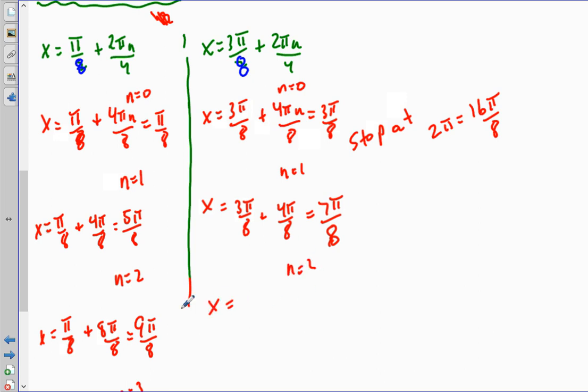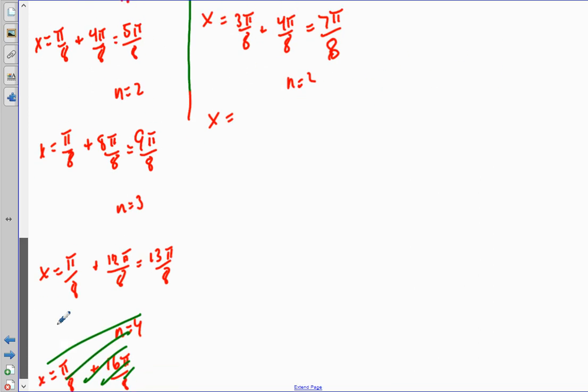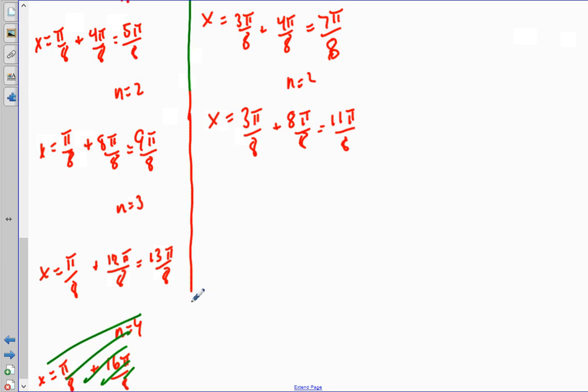It's going to be 7 pi, 9 pi. The next one's going to be 11 pi. How do we get that? 3 pi over 8, plus, now we're adding 2, so it'll be 8 pi over 8, which would be then equal 11 pi's over 8. 11, 13, and the last one obviously is going to be 15.